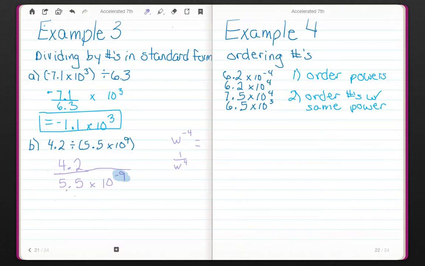So 4.2 divided by 5.5, we divide normally, which is approximately 0.89, and then we add in the scientific notation, times 10 to the negative 9. Because I cannot have a number that is less than 1, I need to move the decimal one place to the right, which would mean I am subtracting an additional exponent, or in this case, adding a negative. So my final answer is 8.9 times 10 to the negative 10.